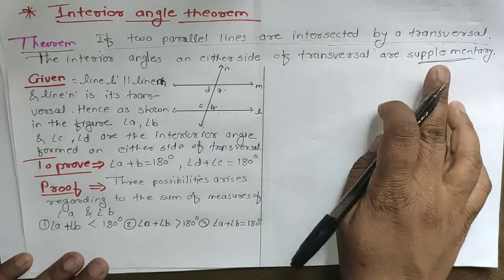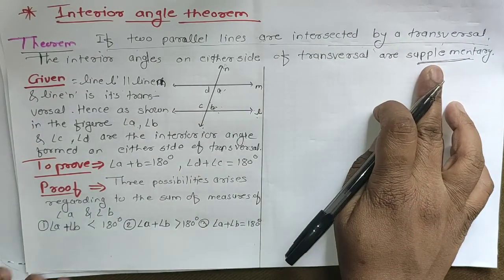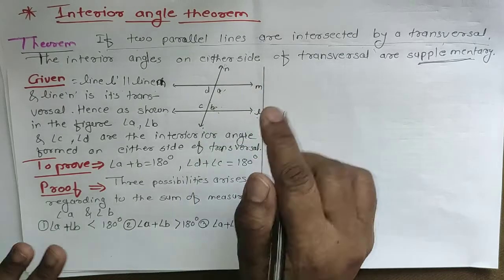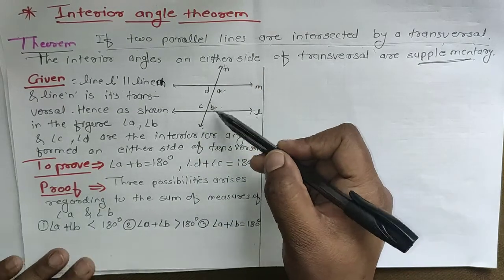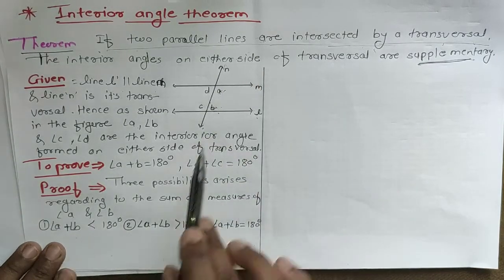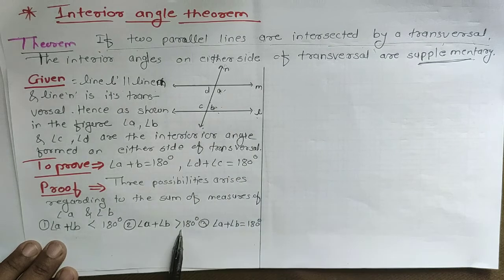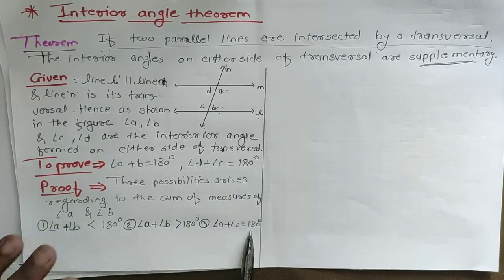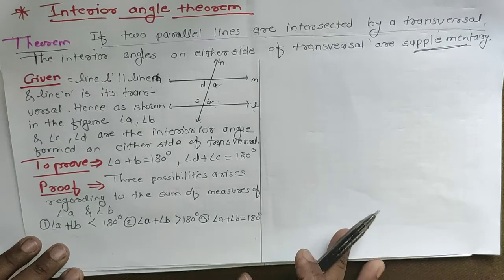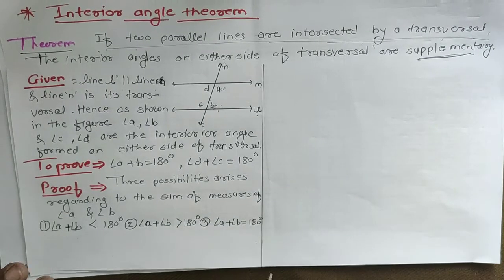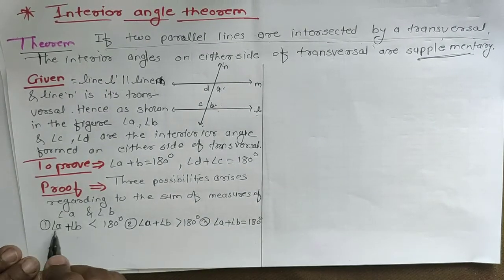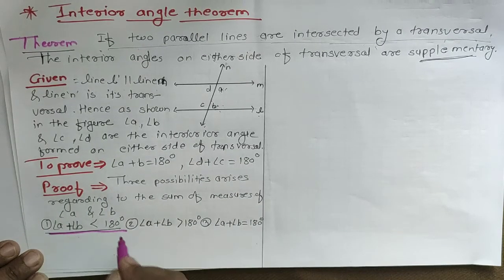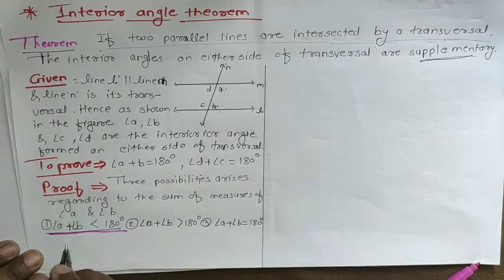What do we have to prove? We have to prove they are supplementary. So regarding these two angles, A and B, three possibilities are there: the sum of A plus B may be less than 180, more than 180, or equal to 180. First of all, we will study the first condition, that A plus B is less than 180.